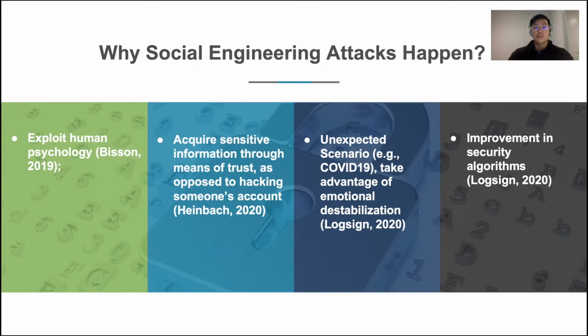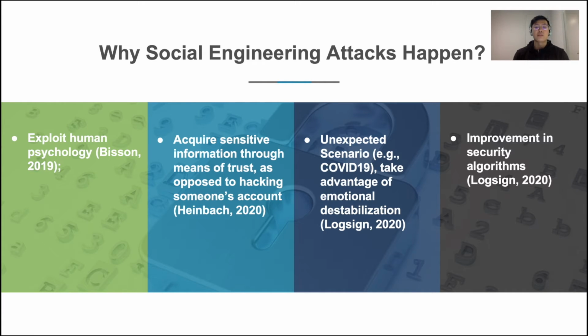Thanks, Suki. I'm Johnny. Now you already know the severity of social engineering attacks, but why do they happen? We need to know that many social engineering attacks exploit human psychology. They acquire sensitive information through means of trust rather than hacking someone's accounts. Because humans have a natural tendency to trust each other, it is easier for social engineering attackers to get the personal sensitive information. In addition, some unexpected scenarios will also contribute to this attack.